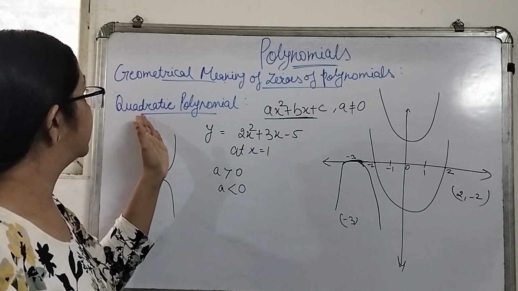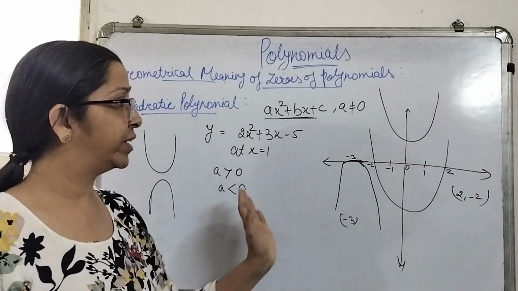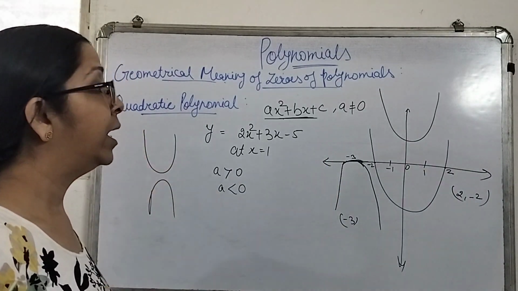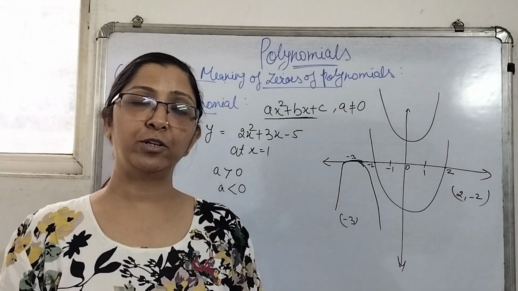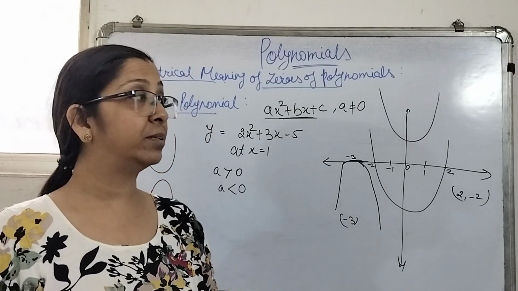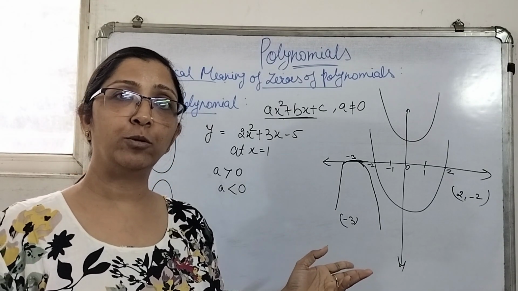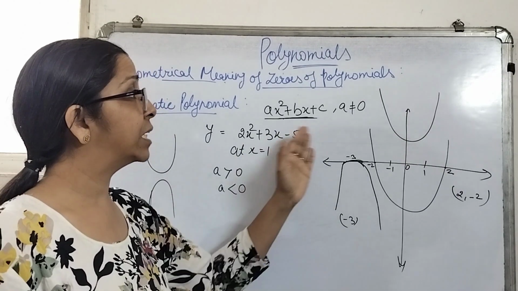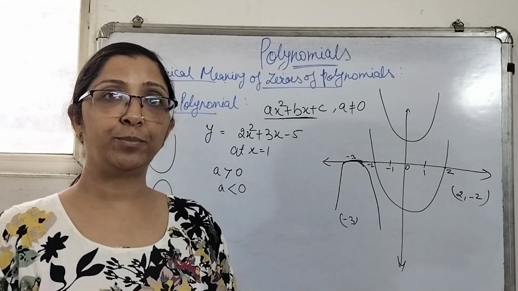Now similar to the quadratic polynomial, where we have two zeros at most, in a cubic polynomial, at the max we can have three zeros. It is even possible that there are two zeros in a cubic polynomial. It is even possible that there is one zero in the polynomial. It is even possible that there is no zero of the polynomial.